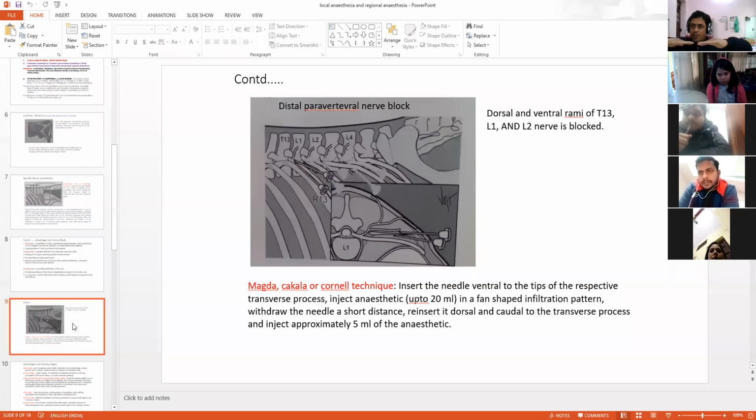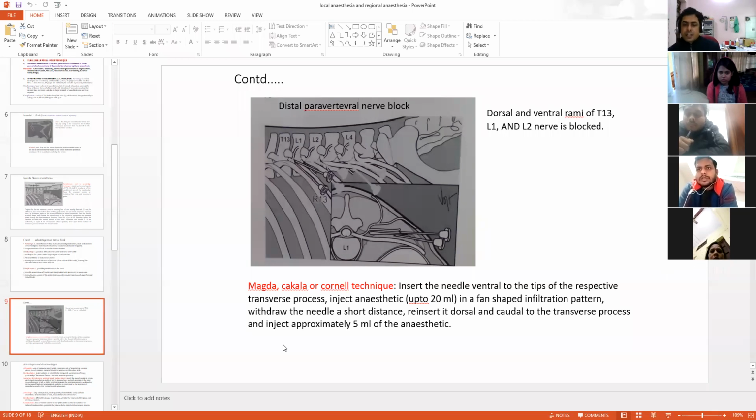The L1, L2 transverse process will come like this. So just below this, try to insert the needle towards the ventral side of this lumbar transverse process. Inject 15 to 20 ml of anesthetic in a fan-shaped manner. Means if you insert the needle like this, then you have to infiltrate like this, in a fan-shaped manner, so that it will cover all the tissue below this transverse process.